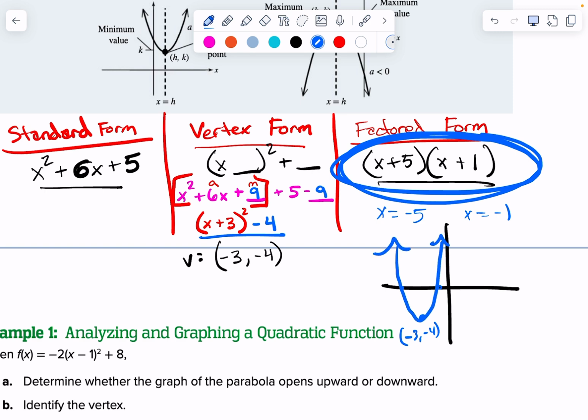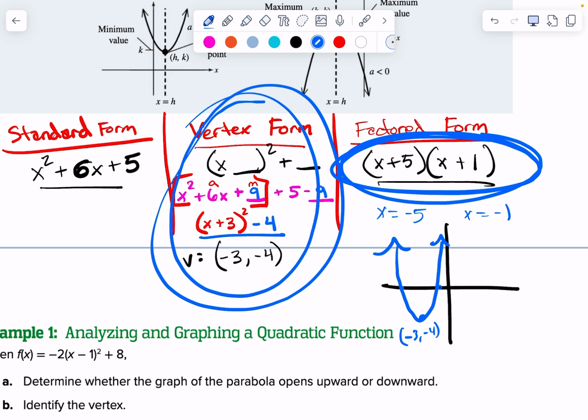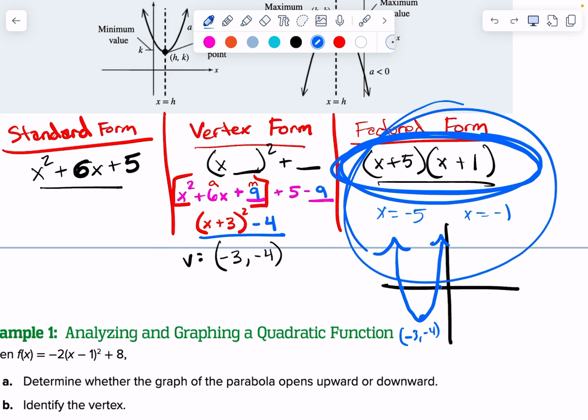Okay? This guy looks the easiest, but this guy is the best for finding the vertex when he's in that form, and this guy is the best for finding the x-intercepts. Got it? So, same thing, but just written three different ways, right? Look at you. You got them all. Cool.